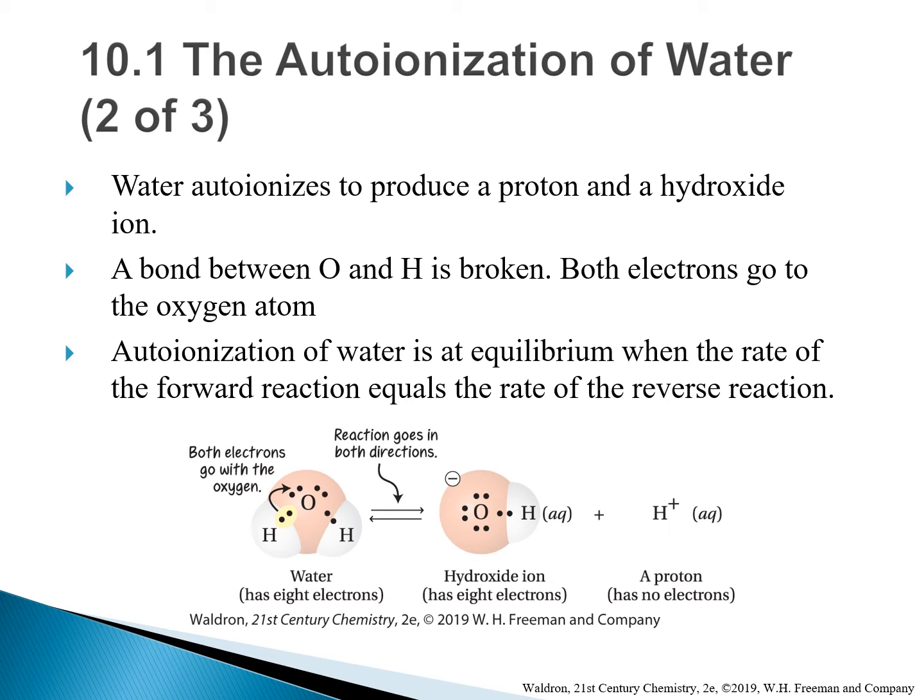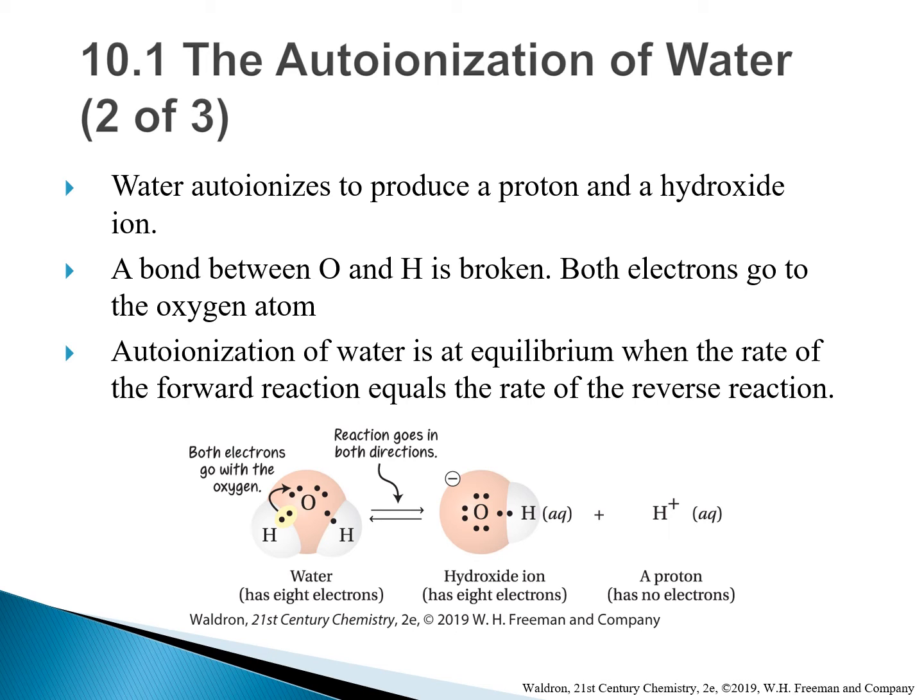From the Lewis structure of water, there are 8 valence electrons in this molecule. 4 of them are in the bonds, and the other 4 are in 2 non-bonding pairs. When water autoionizes, one of the 2 OH bonds breaks, and both electrons in that bond go to the oxygen. The hydroxide ion that forms includes all 8 electrons and a negative charge. This leaves the proton, which has no electrons and a positive charge.